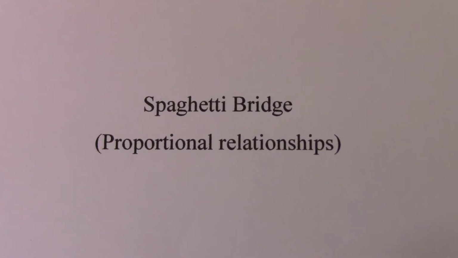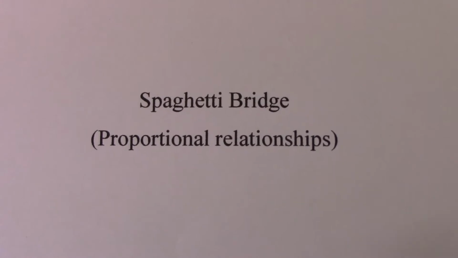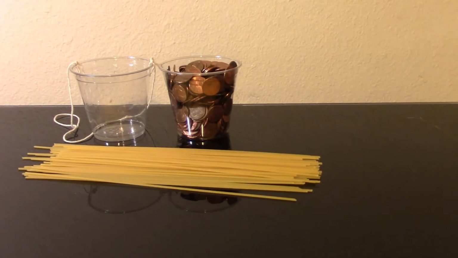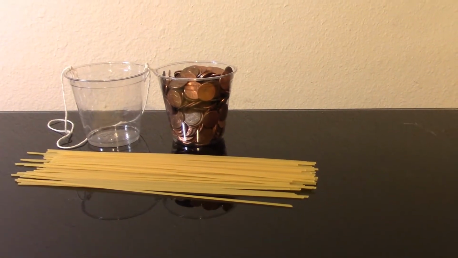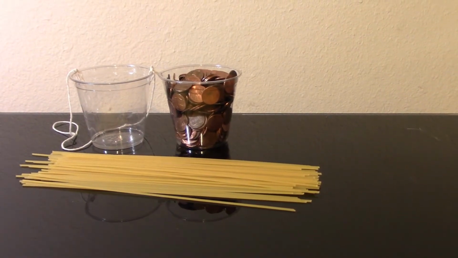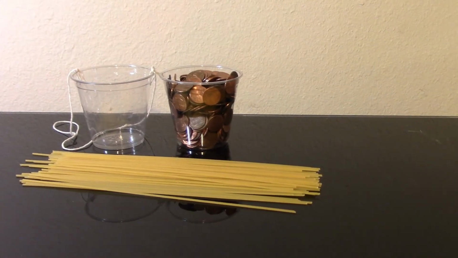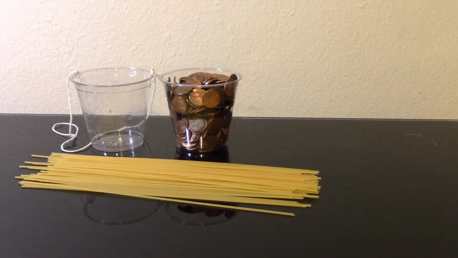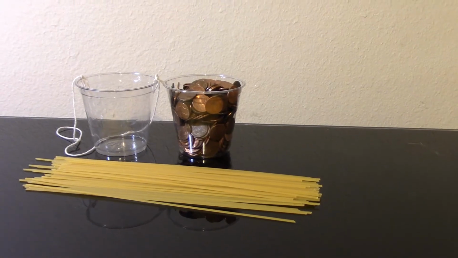In this experiment, we're going to use a spaghetti bridge to explore proportional relationships. For this experiment, we're going to need several pieces of spaghetti, some pennies to use as weight, a cup with a string through it so that we can suspend it from our bridge, and we're going to need either 2 chairs or 2 tables to make the gap where we're going to build our bridge.